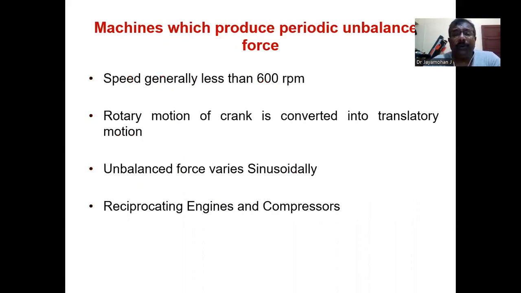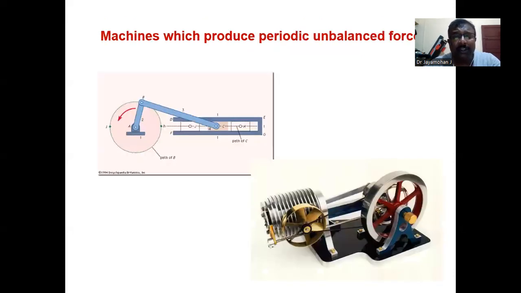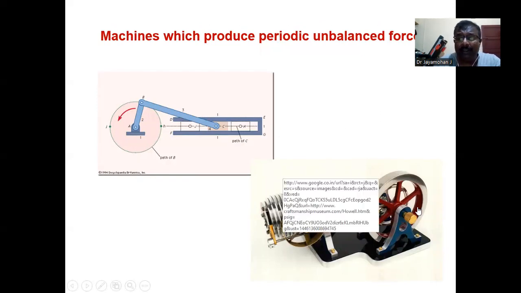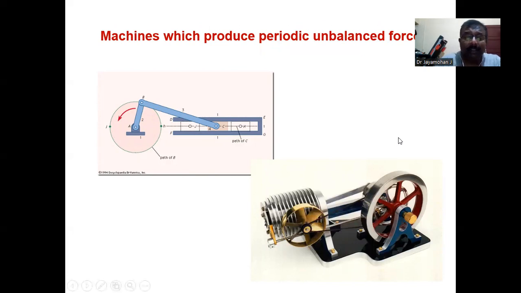Now, when we come to the first case, machines which produce periodic unbalanced force. The speed is usually less than 600 RPM, and they produce an unbalanced force sinusoidally, that follows a sine wave. Most common examples are reciprocating engines and compressors, which we saw in the video. So this is the picture of the video which we saw just now. This is a typical reciprocating engine.